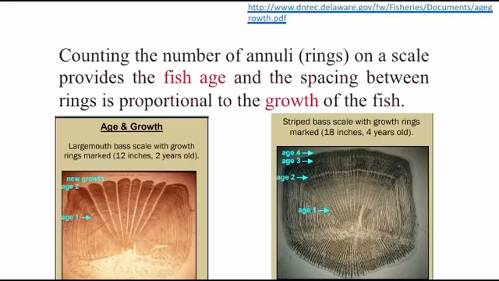This diagram indicates the two annuli or two rings. This is ring number 1, and here this is ring number 2. So it means that this fish is 2 years old. This diagram indicates the 4 rings or 4 annuli. So it means that this fish is 4 years old.